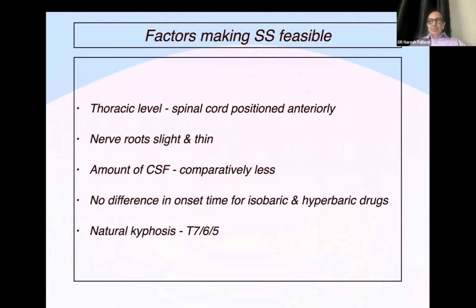Some factors which make segmental spinal feasible at thoracic level: the spinal cord is positioned anteriorly, as you have already seen in the MRI images. Nerve roots are light and thin. The amount of CSF is comparatively less. There is no difference in the onset time for isobaric and hyperbaric drugs at thoracic levels, while isobaric drugs may take a little longer for onset at lumbar levels.